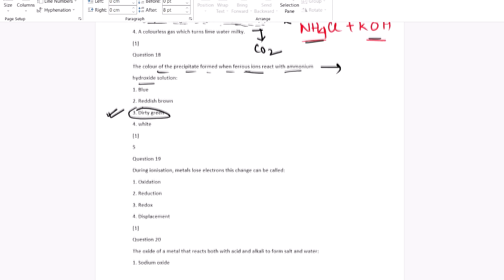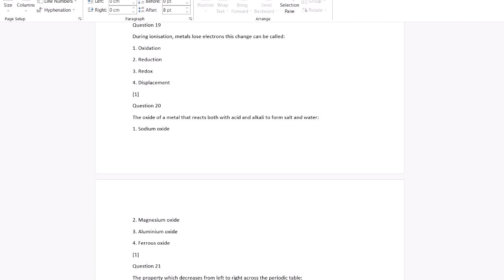Then we have: during ionization, metal loses electrons. This change can be called? Loss of electrons means oxidation process. So the answer will be oxidation.